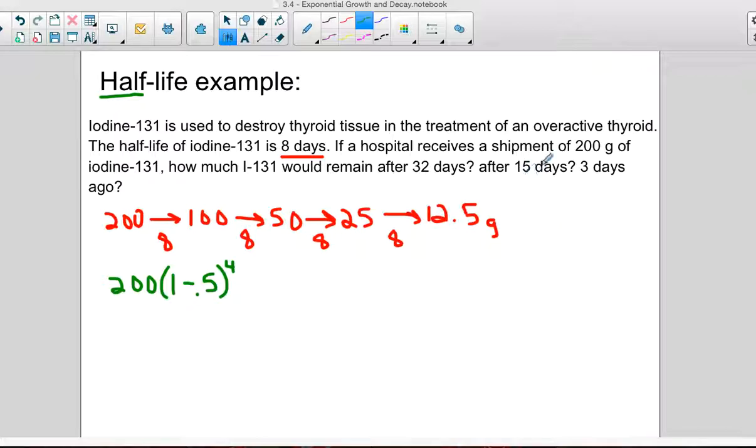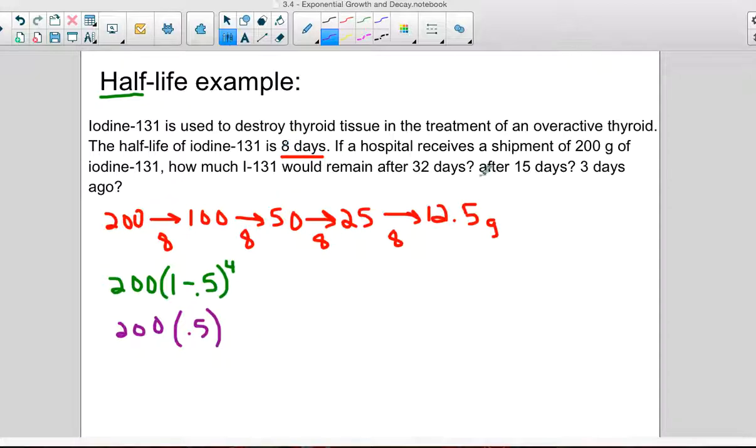Now, if I said after 15 days, this is a good example because you couldn't do this out the same exact way. So it's the same thing. It would be 200 is your initial amount. It's going to be 0.5 for 1 minus 0.5. And now your exponent's not so clean, right?